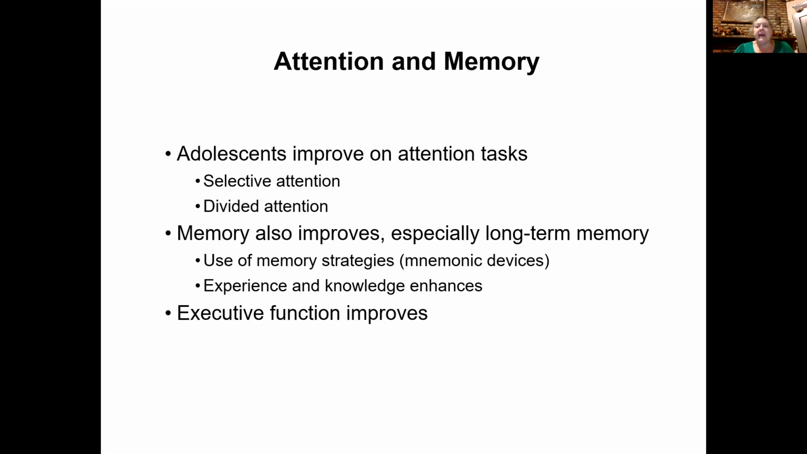Attention and memory expand and improve in adolescence. Adolescents have more ability to perform tasks of selective attention and divided attention. Selective attention is when you have to focus on one thing at the exclusion of irrelevant stimuli. In adolescence, these kids have more ability to do this than a younger child. Divided attention is when you have to do more than one thing at a time. In adolescence, there is a greater ability to divide attention and be able to do two tasks at once.